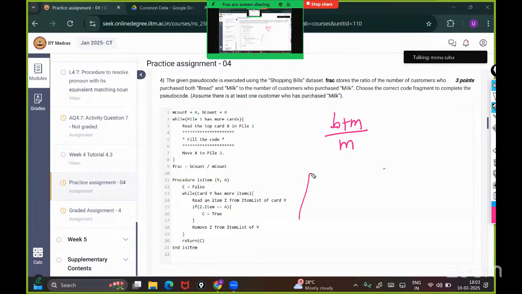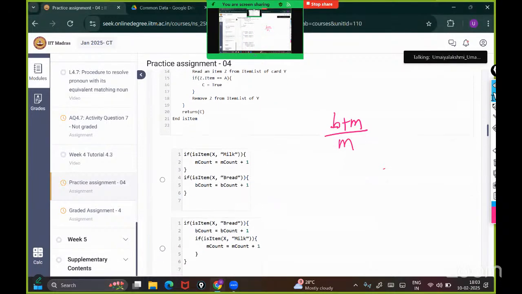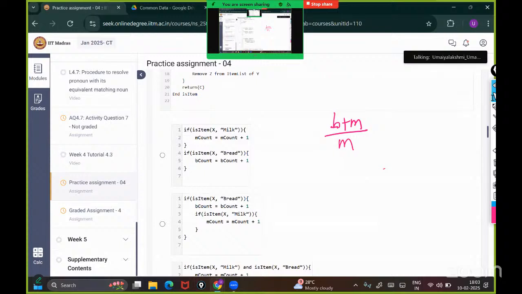Let's check. The question is asking that the number of customers who purchase bread and milk, we have to take the ratio to the number of customers who only purchase milk. Yes. So let's check with the options as well. Okay, so here if it is bread, they are incrementing the count. If it is milk, they are incrementing the count. This cannot be the option, right? Because we need only the count of the milk also. But here only if it is bread, the milk count will be taken. So this fragment will be correct, but it will not get this one.